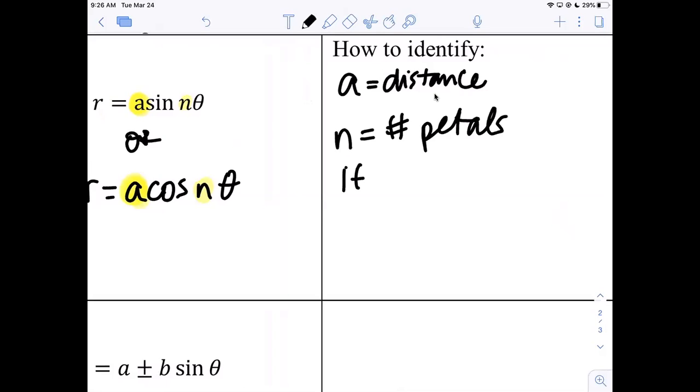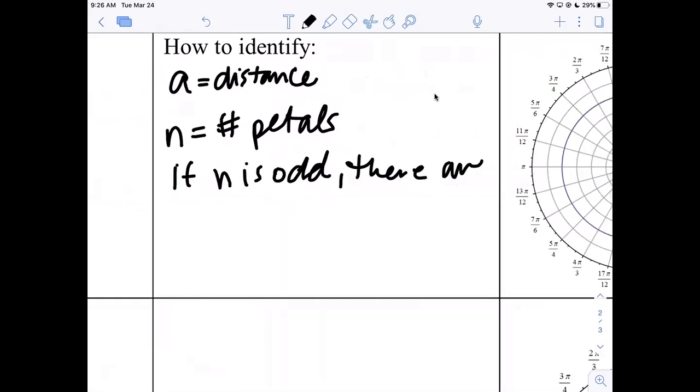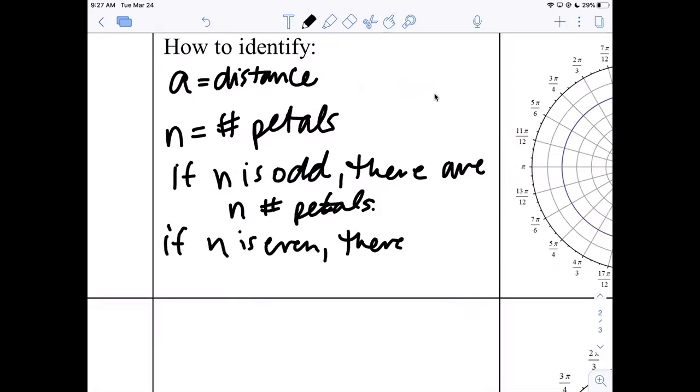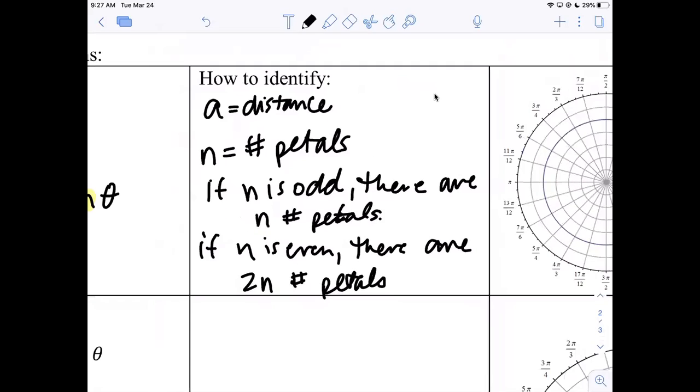So if N is odd, so if N is 1, 3, 5, etc., then there are N number of petals. If N is even, so if N is 2, 4, etc., there are 2N number of petals. Okay.